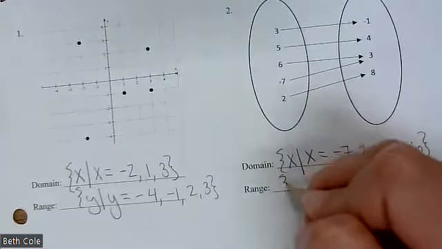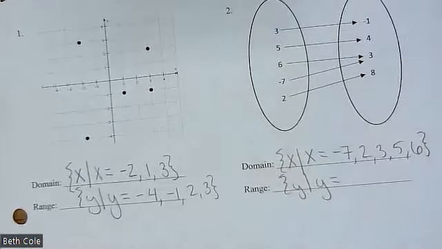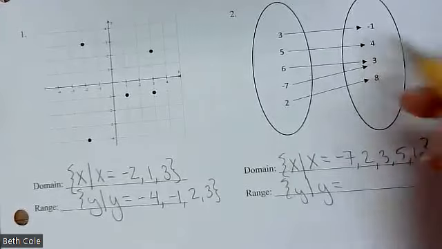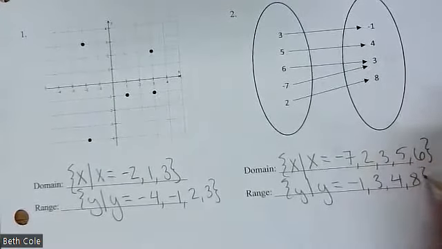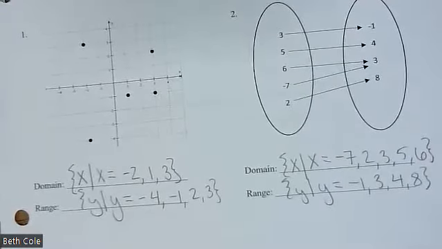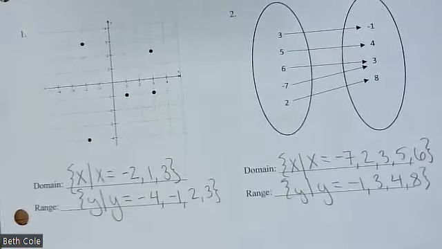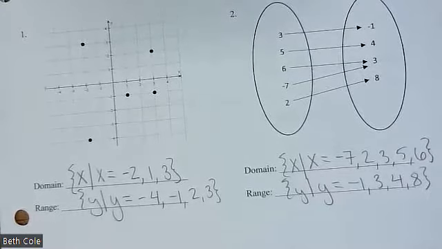And then do the exact same thing with Y. Y equals, and again, it's supposed to go most negative to most positive. So it would be -1, comma, 3, 4, 8. Not bad, right? We can handle that. And if you put them out of order, I would still give you credit because it's the answer, okay?